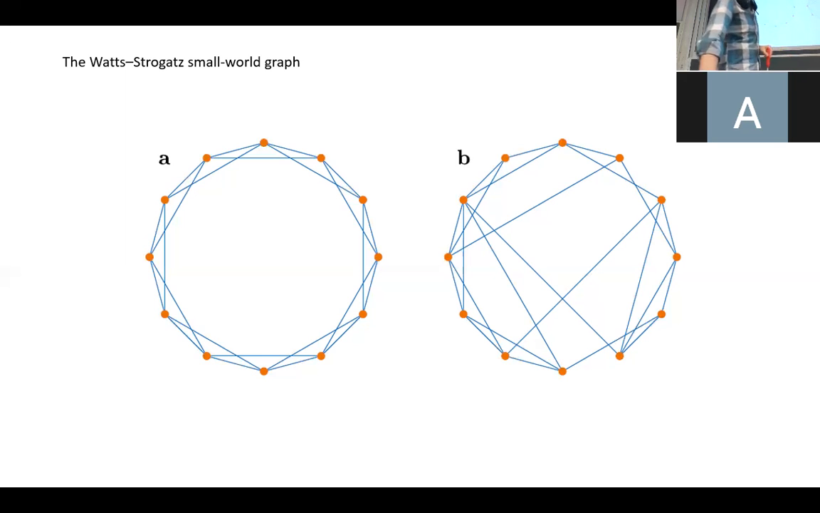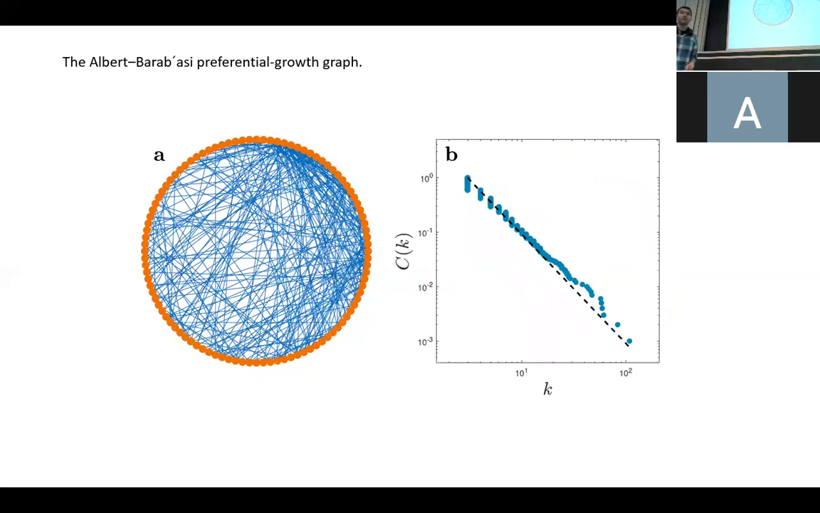And another model is called preferential growth. We start with a small number of nodes in the beginning of the network, and then we keep adding nodes to the network. There is a parameter m, how many edges I assign to each new node, and I connect them to a node with probability proportional to its degree. So if a node has higher degree, it becomes more likely to be connected to a new node. As a result, this shows a power law in the degree distribution.